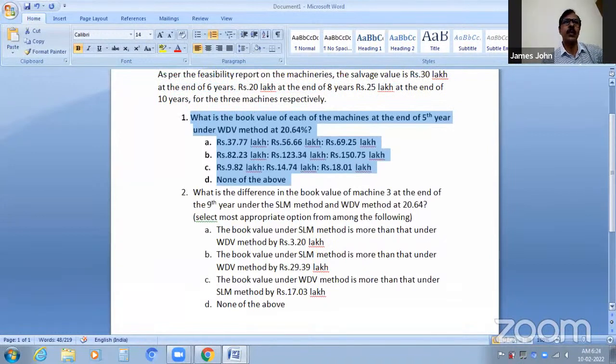Can I go to the next question? Yes, sir. Sir, after that, we have to subtract it from the... No, it's not required. Here it is the book value. Straight away, when you apply the formula, you get the book value.